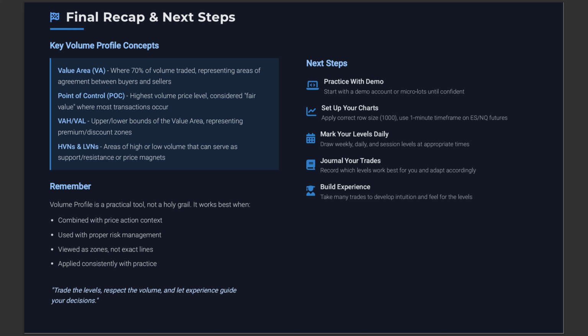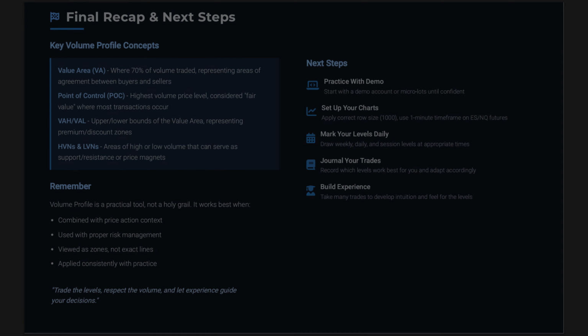The levels are objective, the setups are clear, and the strategy is simple. Now it's time to put in the work and develop the discretion that separates profitable traders from the rest. Start with demo or micro contracts, focus on the key levels, and trust the process. Volume profile trading can transform your approach to the markets. Now go make it happen.